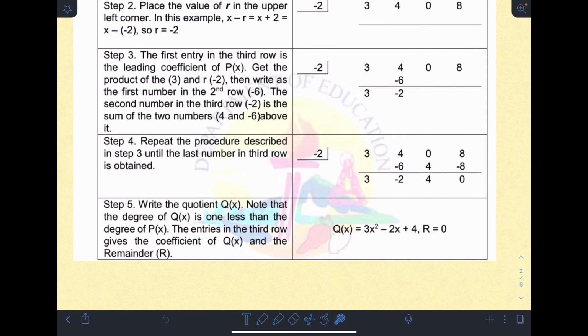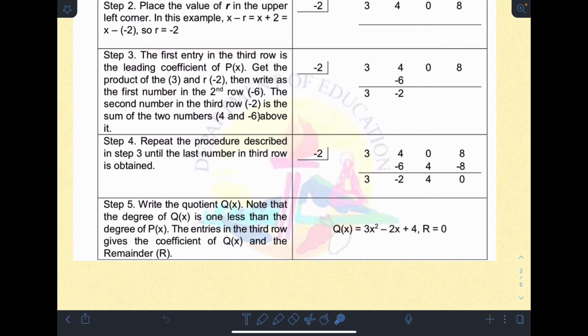Okay? For the fourth step, you are going to repeat the procedure described in step 3. So you have negative 2 as a result. And that negative 2, you're going to multiply it to negative 2. So you have negative 2 times negative 2. The result is positive 4. And then you combine 0 and 4. So that means you add 0 and 4. The result is 4. Okay? So after this one, you need to multiply again 4 to negative 2. And the result is negative 2. And then combine. Okay? So the last number here is 0.